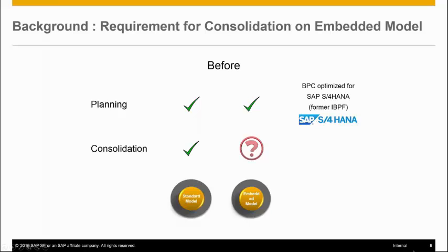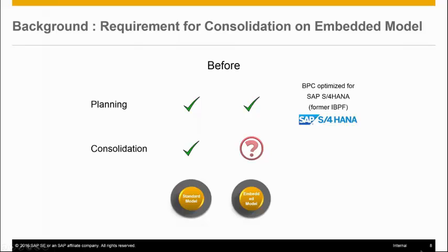At that time, you will see that consolidation for embedded model was the missing part. One of the reasons is that there's no such consolidation function in PAC yet. Also, for consolidation, the calculation part is in the ABAP layer, which means it's not easy to benefit from an embedded model. So this was still a missing part when we first delivered BPC 10.1.